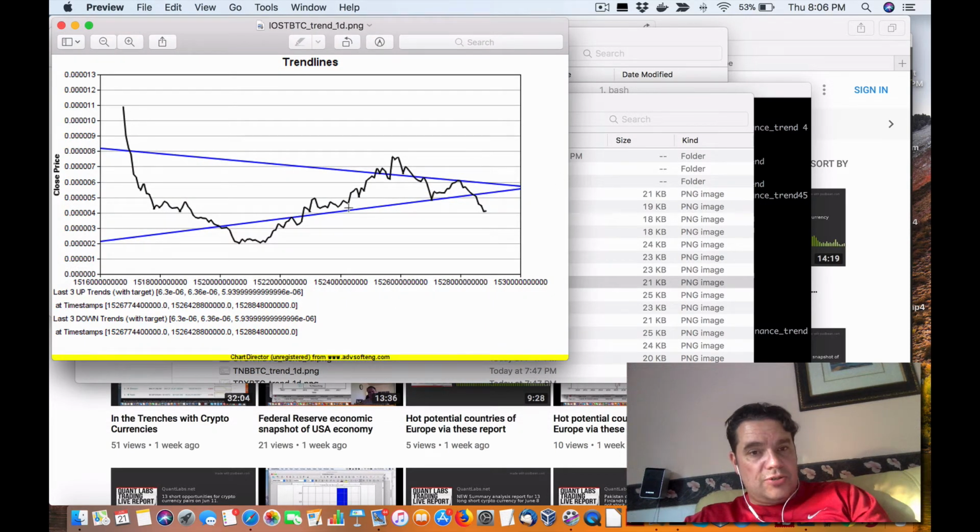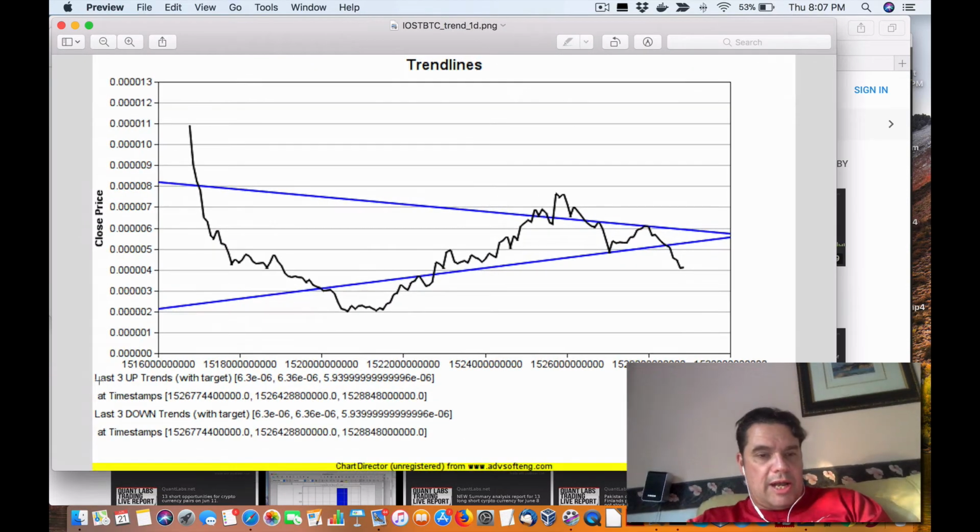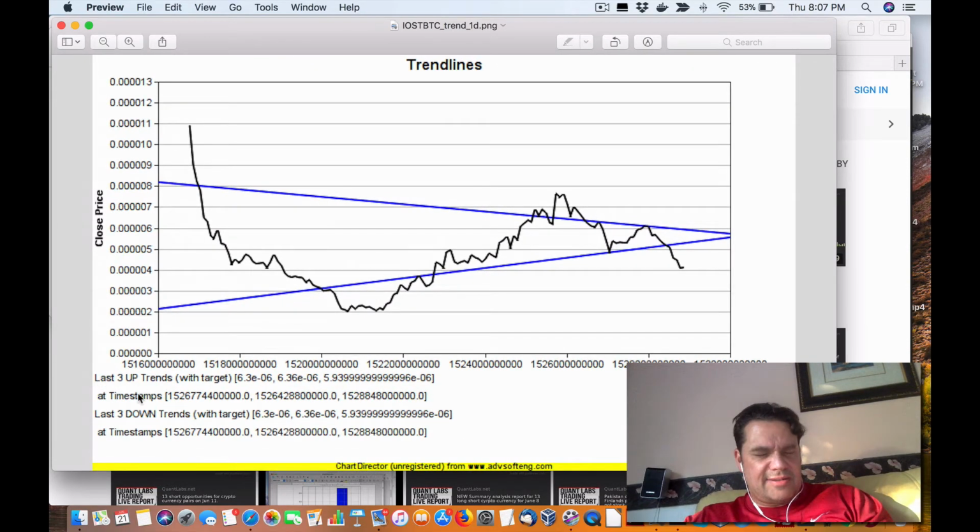Here's a wedge. So in this case, we have 1, 2, or at least here. So you can swap these out. It depends. And oh, before I forget, I want to highlight this text here. So what we have here is the 3 trends and the last 3 down.